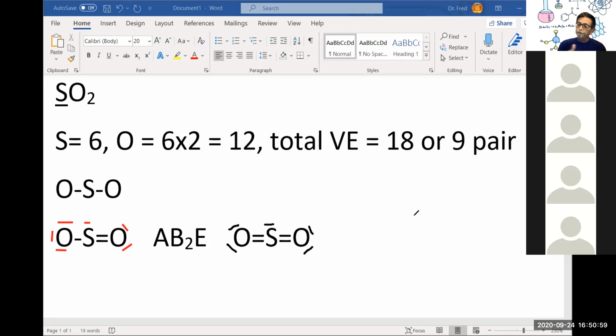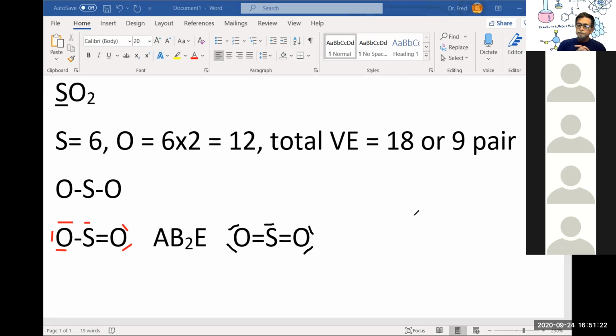Is it at 8? Yes, it is. Look at the octet for the left oxygen. Is it still at 8? Yes. Now look at it for the right oxygen. Is it still at 8? Yes. Now look at it for the central atom.